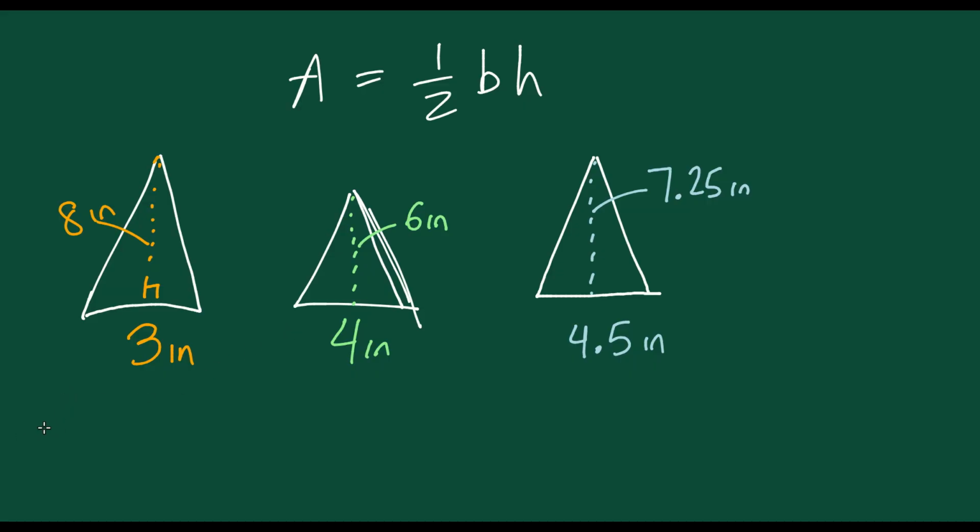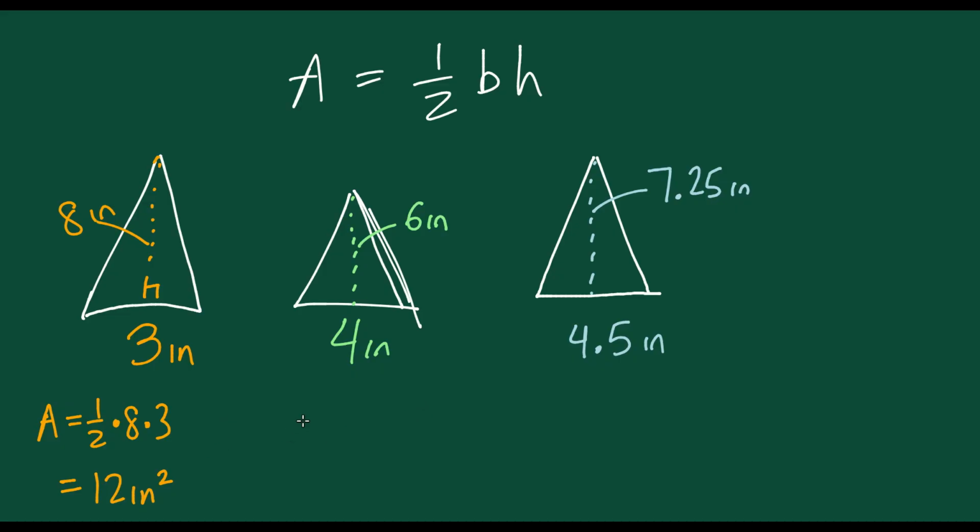Okay, let's find the area of this first slice of pizza. Area equals half times base times height. Remember the commutative property of multiplication. We can actually switch the order around. We could say half times height times base. That would work too. So half times height, 8 inches, times base, 3 inches. Half times 8 is 4. 4 times 3 is 12. So the area of this first slice of pizza, this triangle, is 12 inches squared.